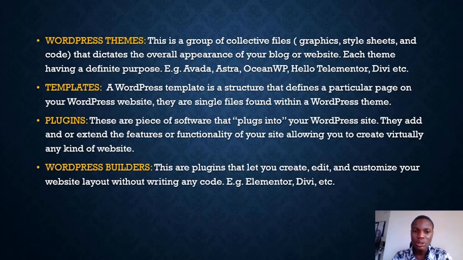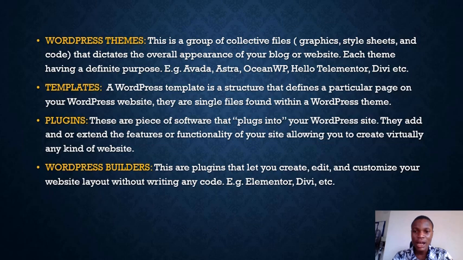Now, if you want to use WordPress, there are certain things you need to get acquainted with. And one of those things are WordPress themes, templates, and plugins. Those three tripartite parts of WordPress are what make WordPress powerful. Now, first is the WordPress theme. What is a WordPress theme? This is a group of collective files, graphics, style sheets, and code that dictates the overall appearance of your blog or website. How your website looks is determined by the WordPress theme itself.